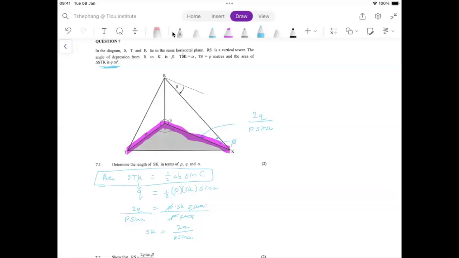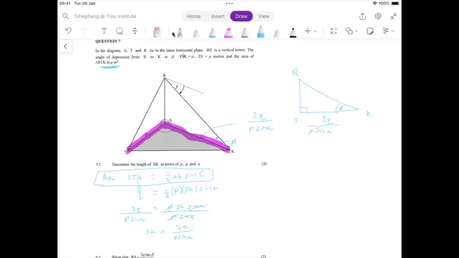And as I was saying, I was just putting in the information that I just found. Now I have a triangle that looks like this. This is R. This is S. And then this is K. Remember, we can separate these triangles. 3D trig is just a bunch of 2D triangles that have been put together to make a 3D figure. We're saying that this is beta. Okay. And we know what SK is. It's 2Q over P sine alpha.